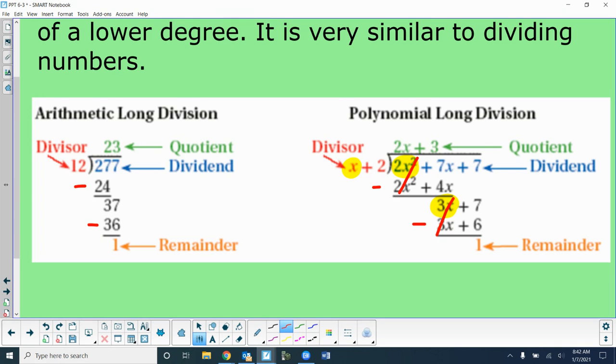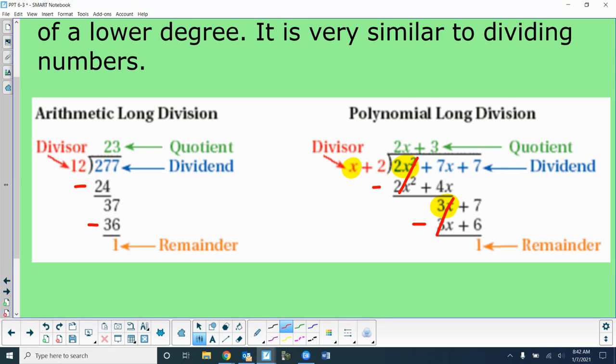Now, one thing you got to remember when you do long division, pay attention, John. If you have an x squared, you need to have an x, and you need to have a constant. Okay?